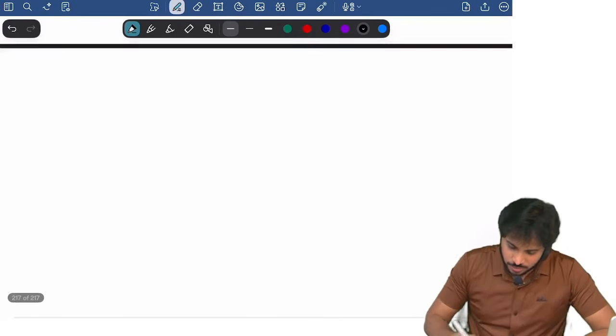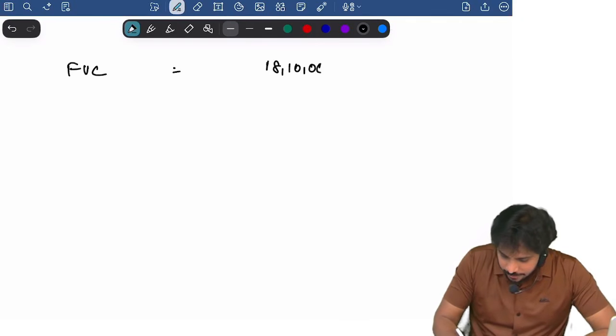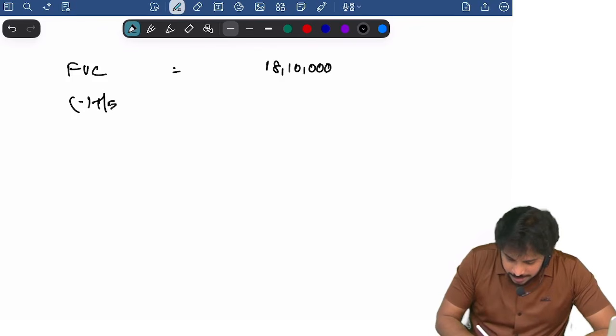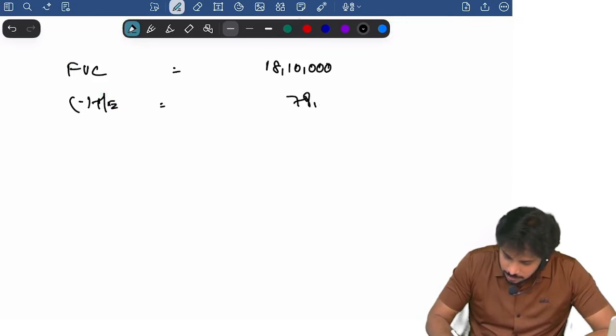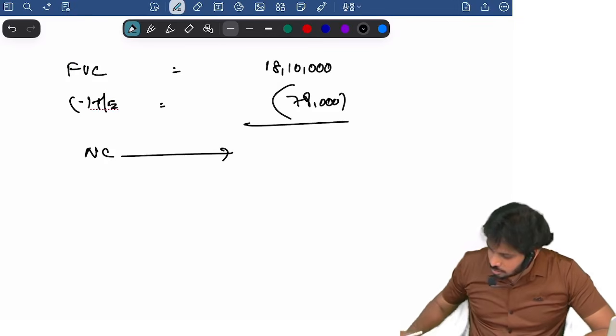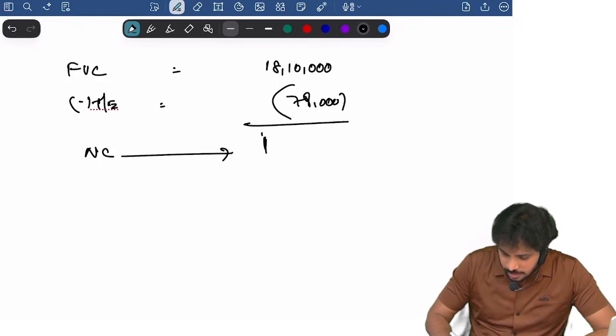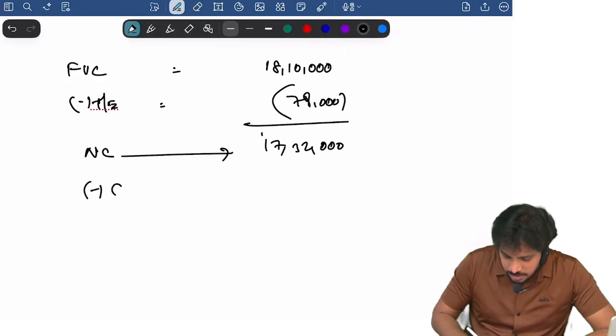So first, full value of consideration is equal to 18 lakh 10,000 minus transfer expenses. How much did they give? 78,000. Correct? Therefore, net consideration is how much? 17 lakh 32,000. Correct? That's it. Minus cost of acquisition and cost of improvement.